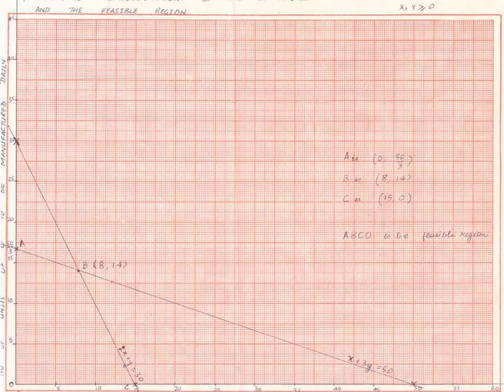Drawing the constraints on the graph, we will first of all notice that x and y cannot be negative, thus the constraints are confined to the first quadrant only. The line AB will be representing the constraint x plus 3y equal to 50, and the line BC represents 2x plus y equal to 30. They meet at B, which is (8, 14). The meeting point, the point of intersection, can be ascertained by solving the linear equations.